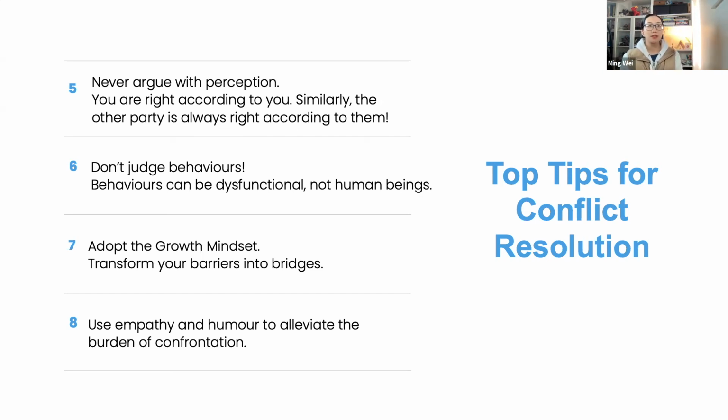Number 6, don't judge behaviors, because behaviors can be dysfunctional, but human beings are not. We need to put people into situations. Remember the iceberg which we look at. Behavior is only the top of the iceberg. What happened underneath? That's the real reason, and that might be the reason which led people to behave in a certain way. So let's try to understand what has happened, what has led the person to behave probably in a different way, and how can we help them to resolve the matter.